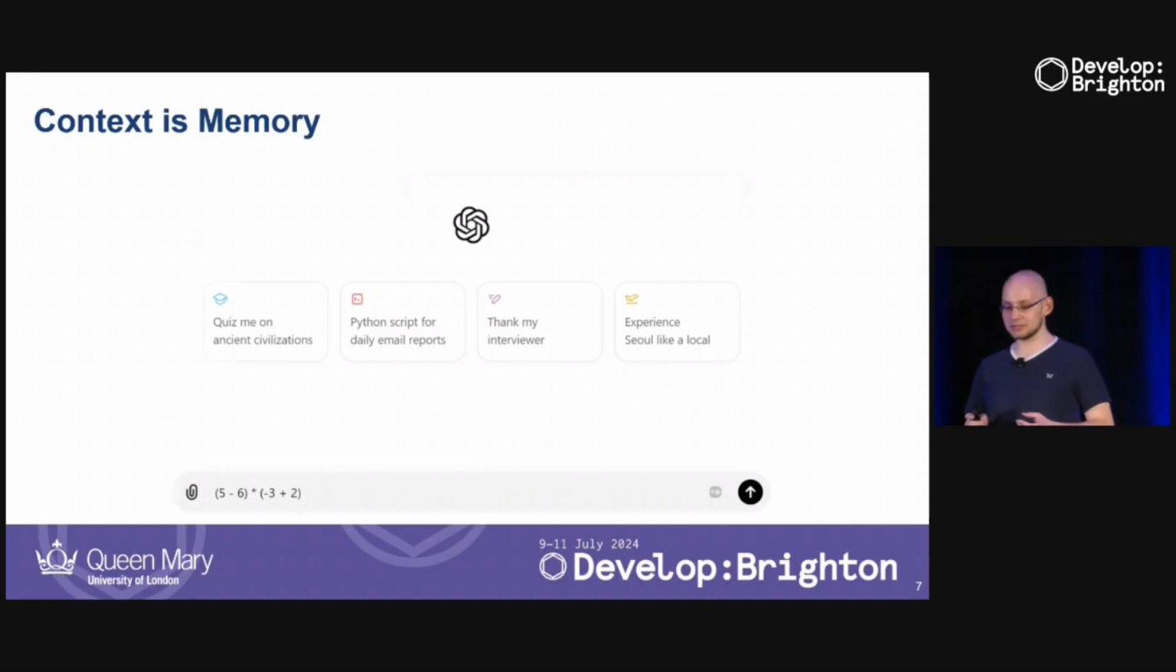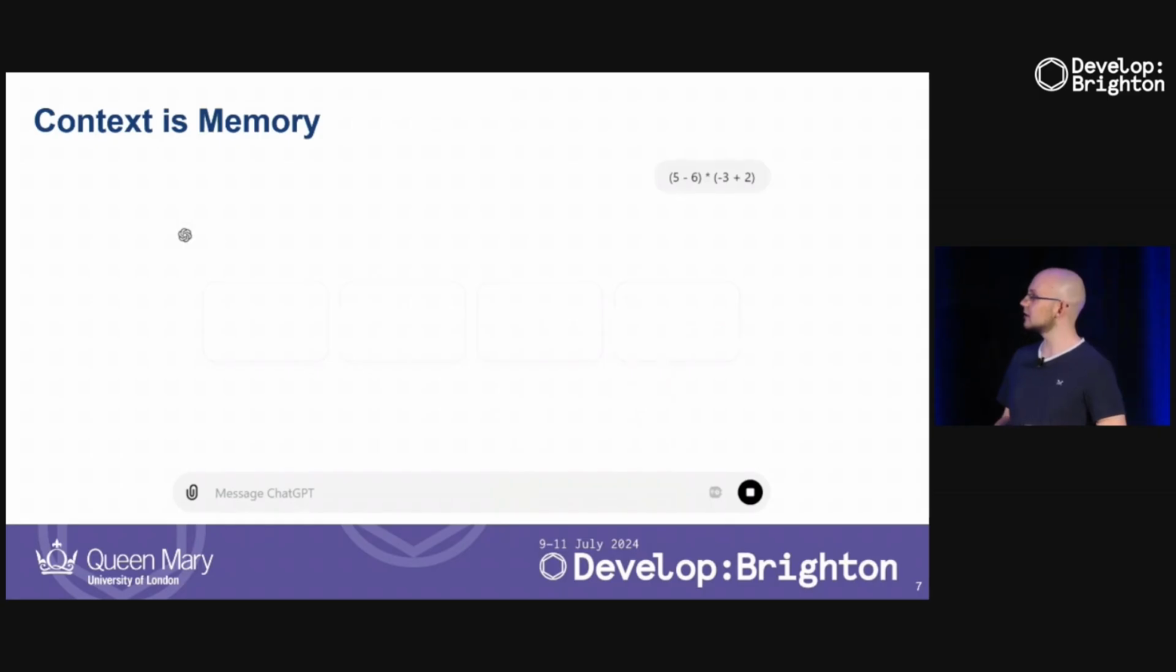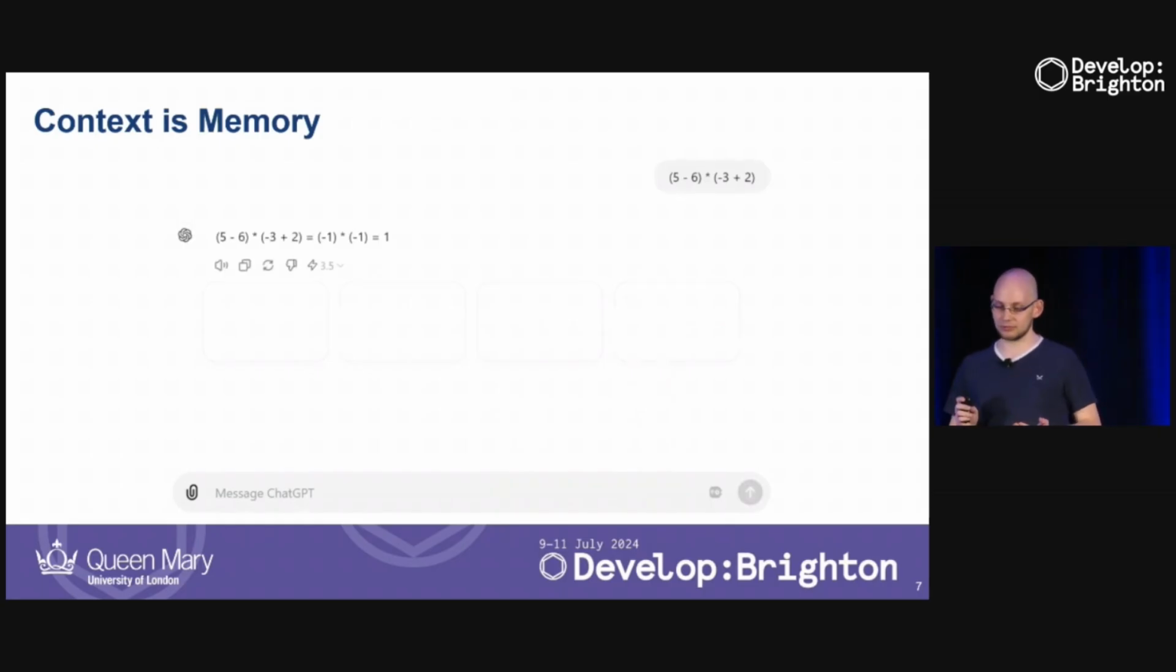And they have a very nice property, which I usually call context is memory, where in this case, I'm asking the language model to compute a simple formula where the answer is 1, which it computes correctly.